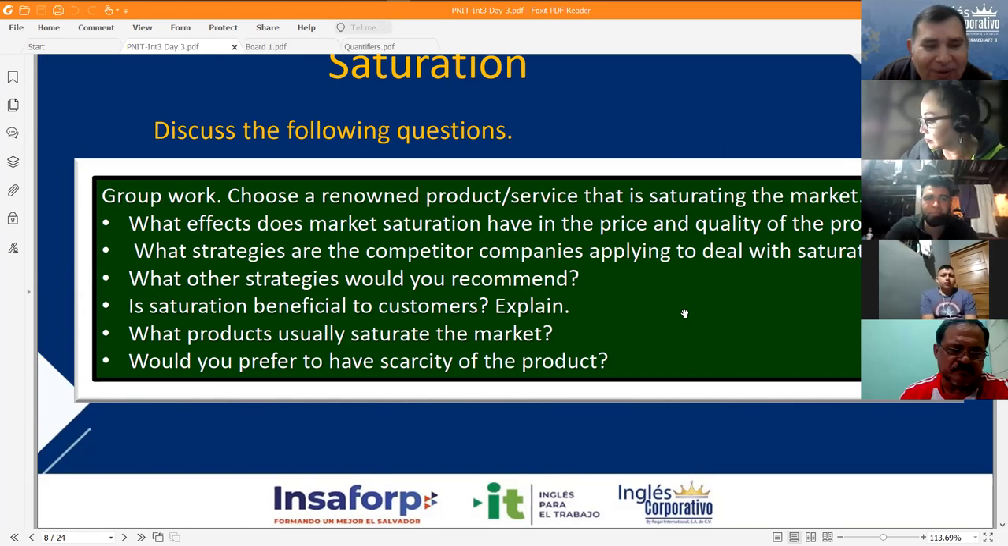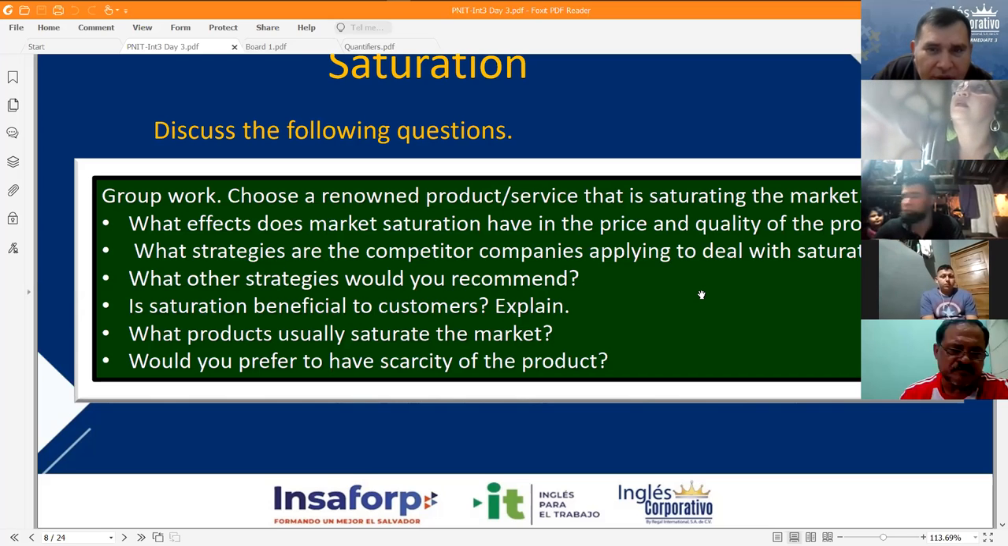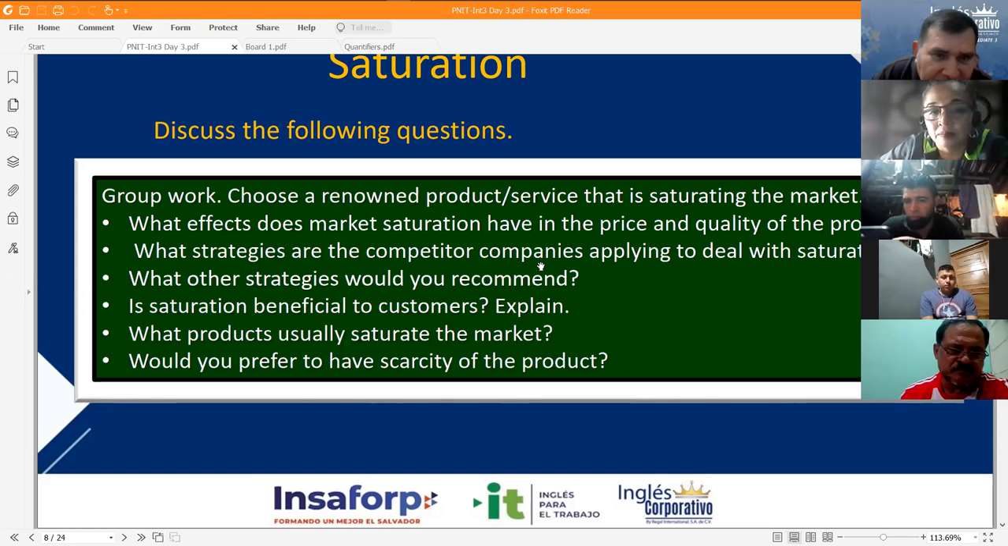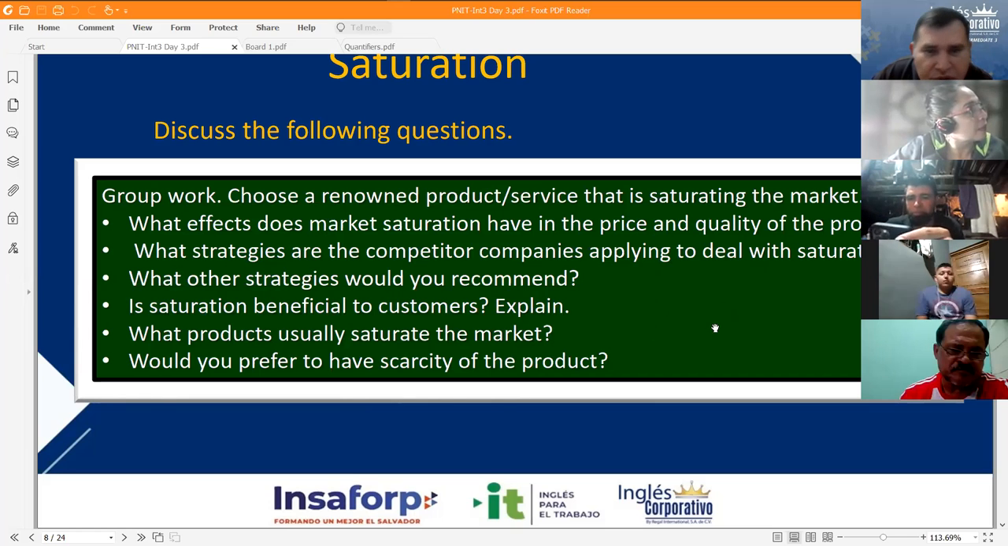Okay. Maybe Coca-Cola is one of them. What effects does market saturation have on the price and quality of the product? How are the price and quality of the product affected by the overexposure and the great quantity of products? What strategies are the competing companies applying to deal with saturation? What strategies are they using? And what other strategies would you recommend?